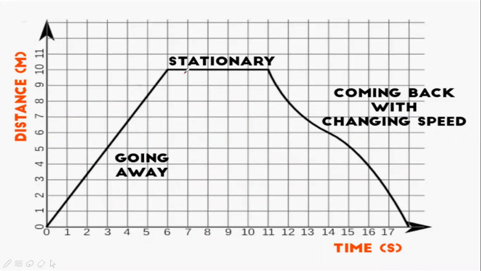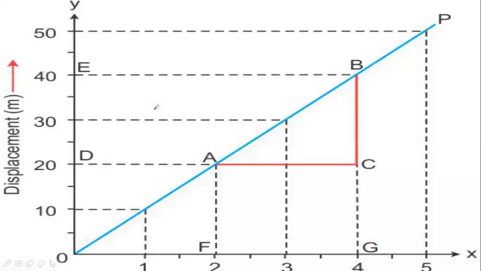This graph represents the body going away with uniform speed. This one represents that the body is stationary and coming back with changing speed. So this is the variation in distance and time. So this graph is for variable speed, this is for stationary, and this one is for uniform speed. Now this graph is between displacement and time, so it represents uniform speed. This graph is for other purposes, but we will just take the concept according to our needs and our syllabus.